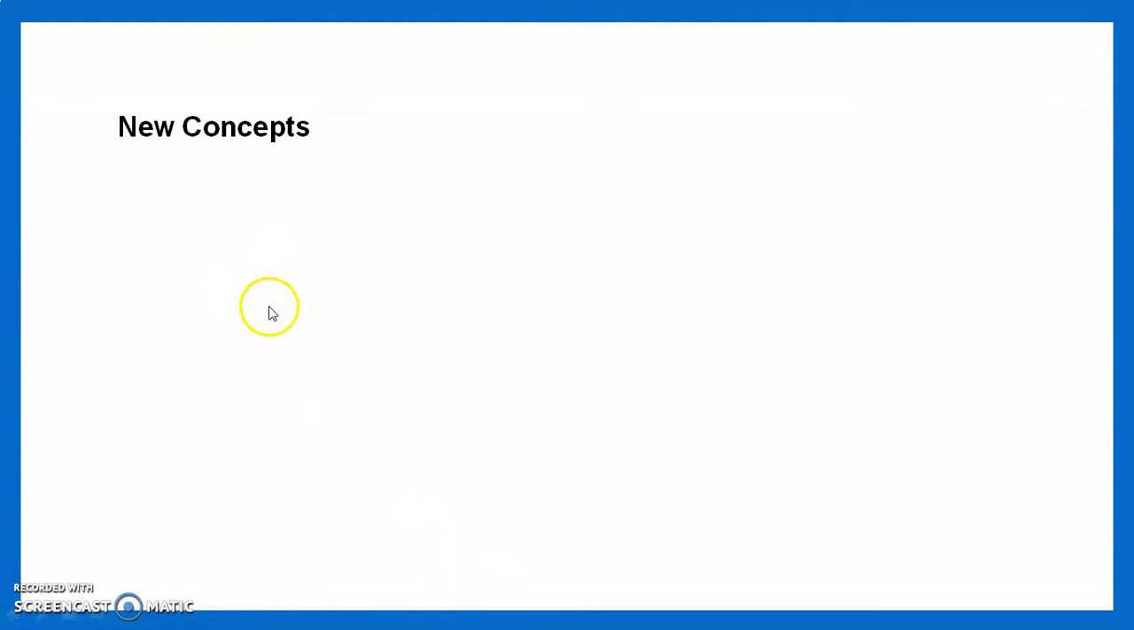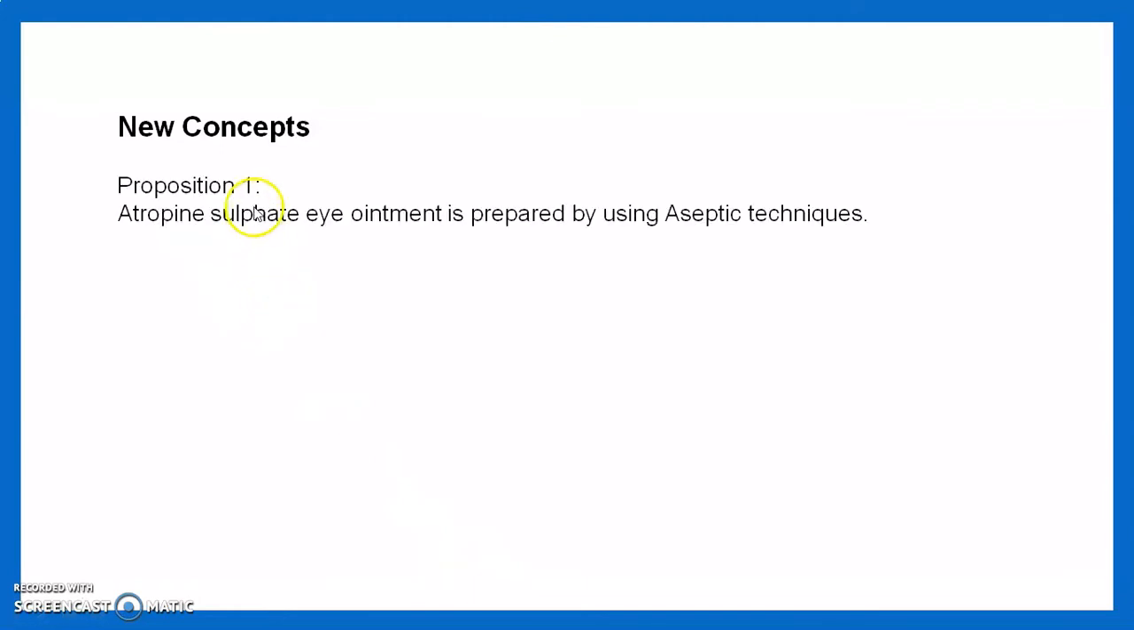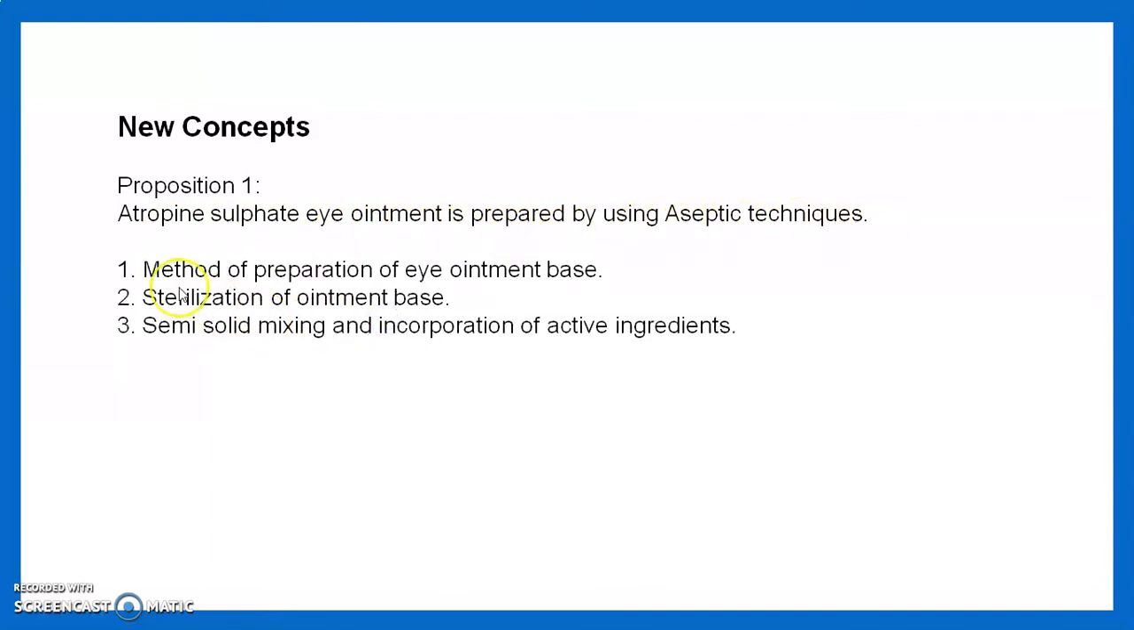Then we see some new concepts regarding this experiment. Atropine sulphate eye ointment is prepared by using aseptic techniques like method of preparation of ointment base, sterilization of ointment base, then semi-solid mixing and incorporation of the active ingredients.